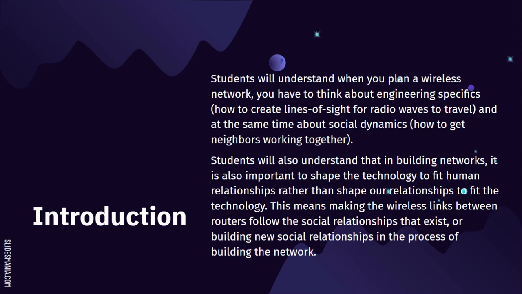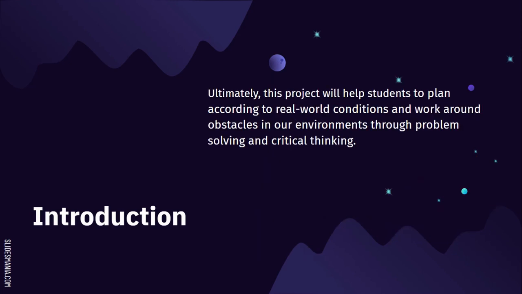Students will also understand that in building networks, it is important to shape the technology to fit human relationships rather than to shape our relationships to fit the technology. This means making the wireless links between routers follow the social relationships that exist, or building new social relationships in the process of building the network. Ultimately, this project will help students to plan according to real world conditions and work around obstacles in our environments through problem solving and critical thinking.